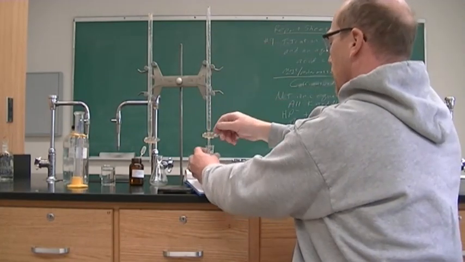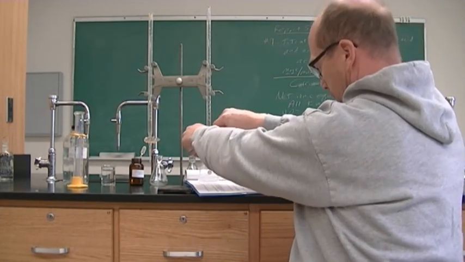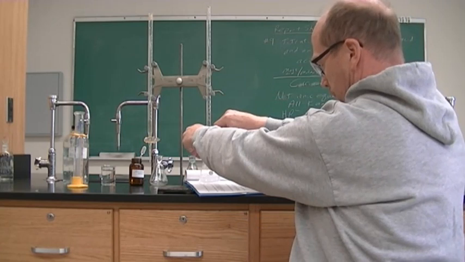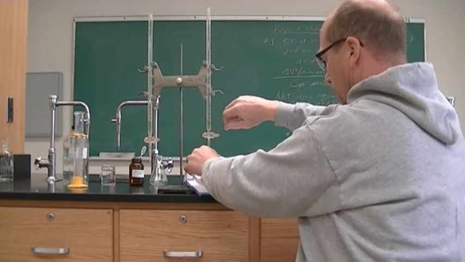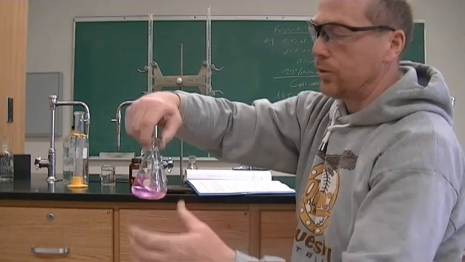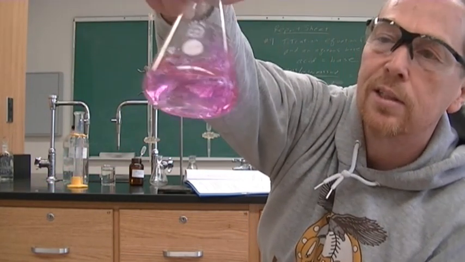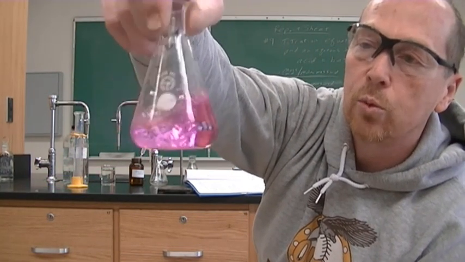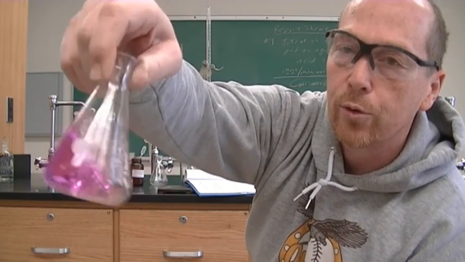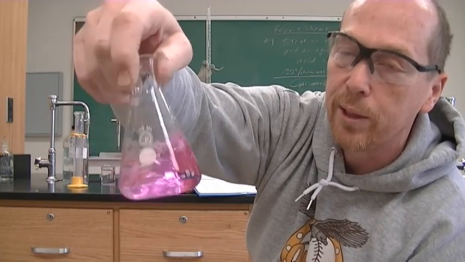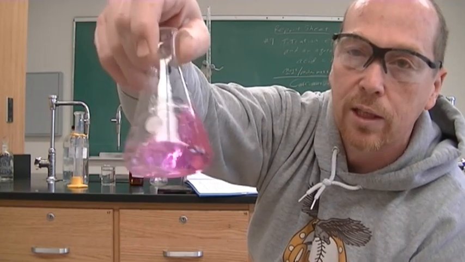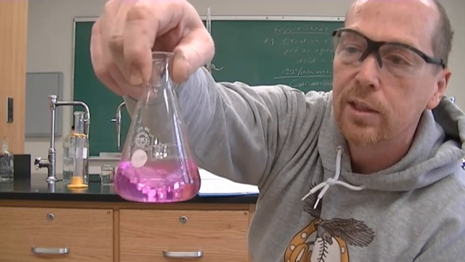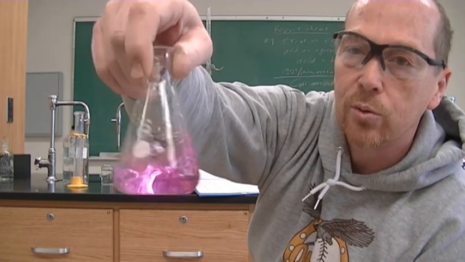Let's add another drop. All right, and so we add another drop. So it has to stay light pink for 30 seconds. As we swirl it, it has to stay the pink color for 30 seconds. If it disappears like it did last time, that means we need a little bit more of our base. And it looks like this time it is going to stick with us.